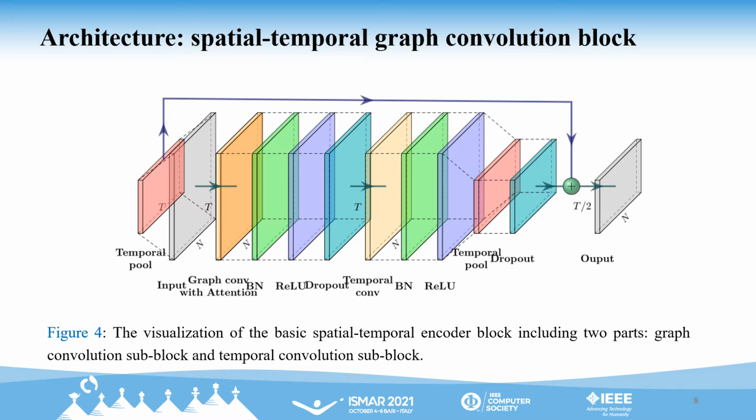Architecture, spatial-temporal graph convolution block. Due to the success of the stacked hourglass network, the local-to-global scheme can effectively extract global features from graph-based data. We propose a novel spatial-temporal block with an hourglass structure. This figure illustrates the architecture of a basic spatial-temporal graph encoder block, where both the graph convolution layer and the temporal convolution layer are followed by a batch normalization layer, a ReLU layer, and a dropout layer.